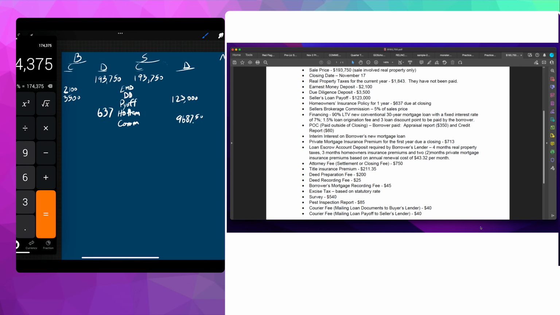Okay. Let's see. Interim interest. What do we need to know for that? What facts do we need for that? Yes, daily rate, time. Wait a minute. It's just for the month of closing. So we're on November, right? There's the 17th right about in the middle. So what we're trying to accomplish is including the day of closing, that's that number of days times the daily interest, right?